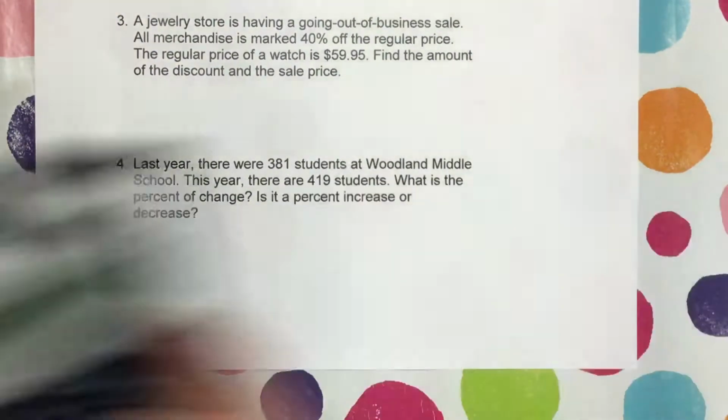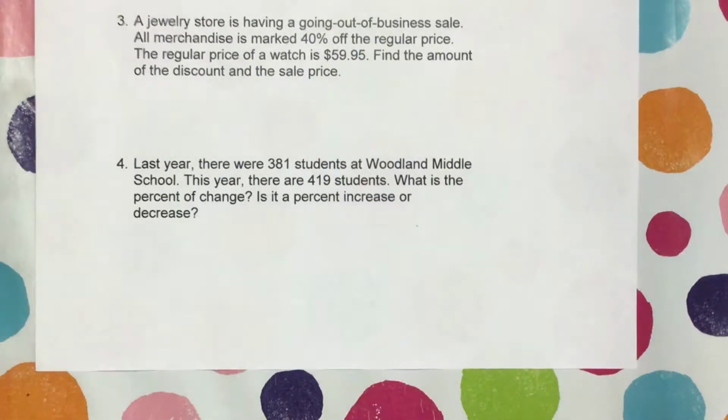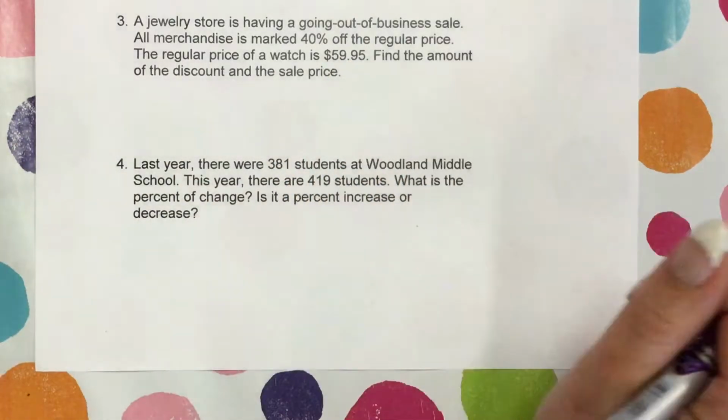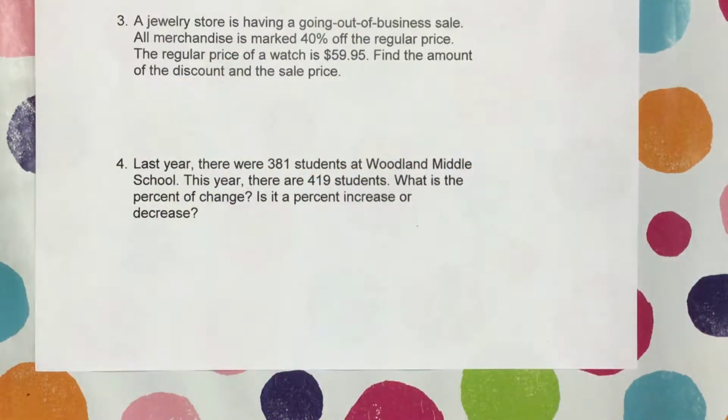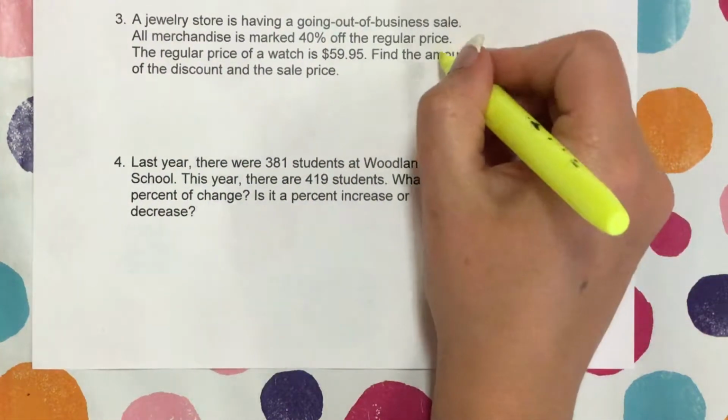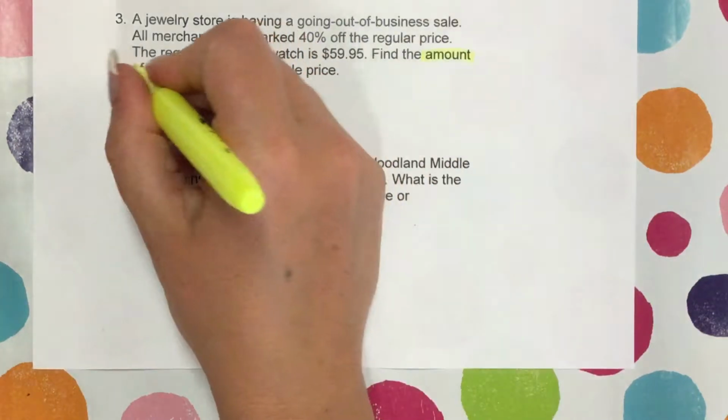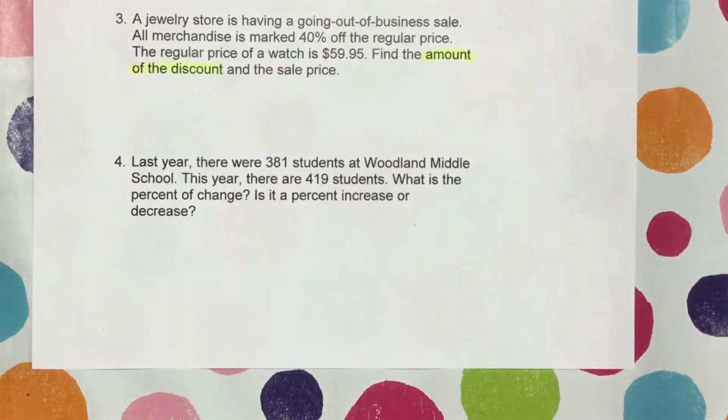Problem number 3 states a jewelry store is having a going out of business sale. All merchandise is marked 40% off the regular price. The regular price of a watch is $59.95. Find the amount of the discount and the sale price. So we have to do 2 things. We have to find the amount of the discount, and we have to find the sale price.